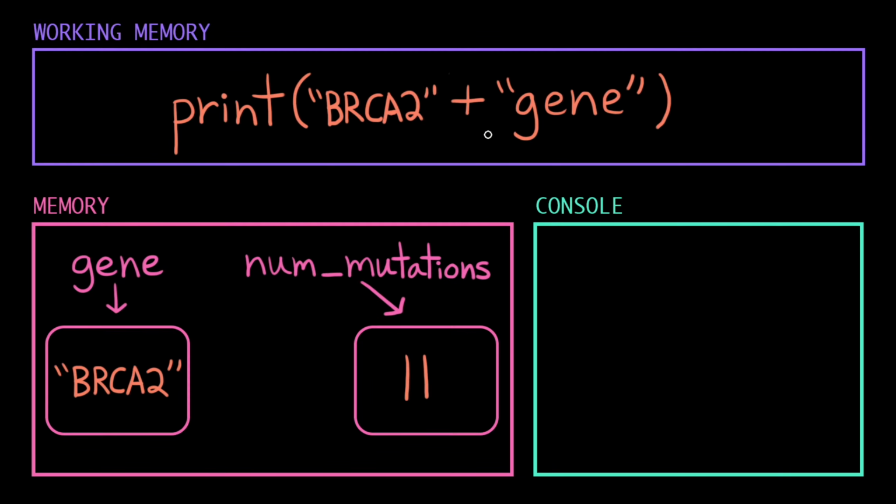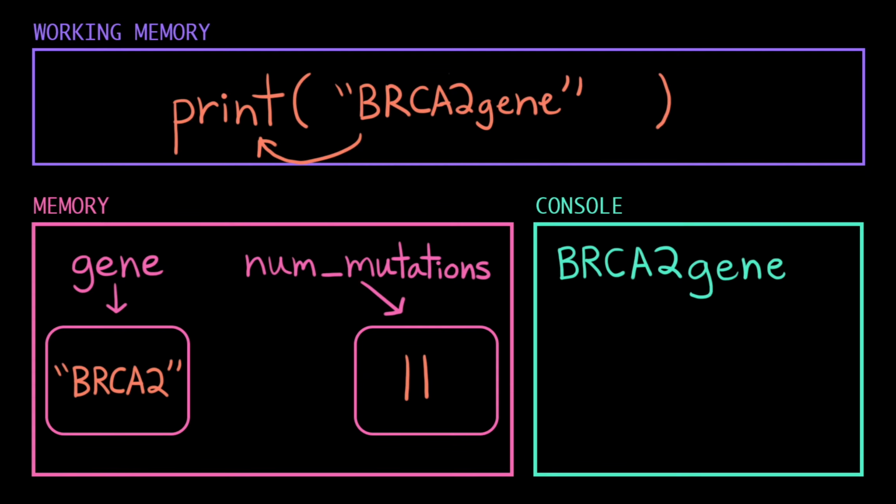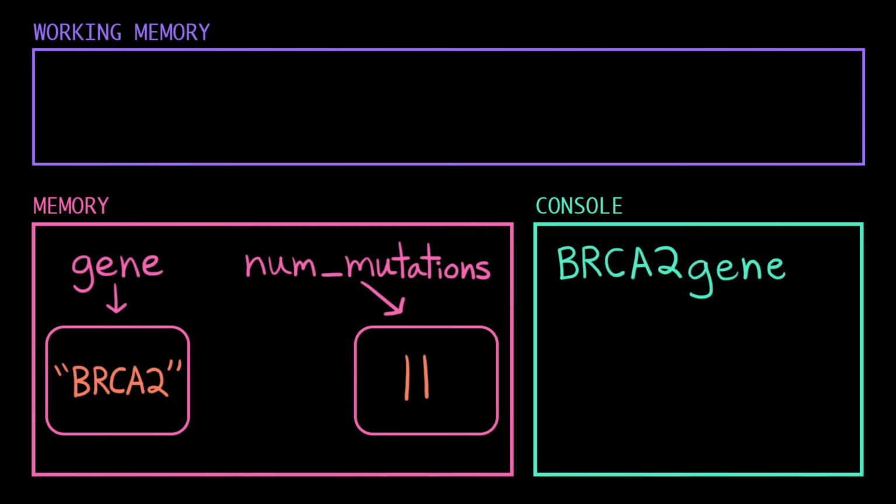For the second part, note that there are quotation marks here. That means that this is just the string Gene, not the variable Gene, so we're not going off to access anything in short-term memory. We're just concatenating these two strings together. Once we're down to a single value, the computer peeks outside the parentheses, asks what it's supposed to do with that value, sees print, and prints BRCA2 Gene to the console.